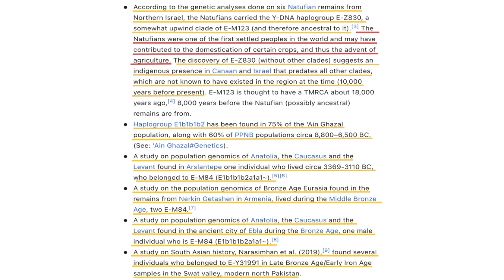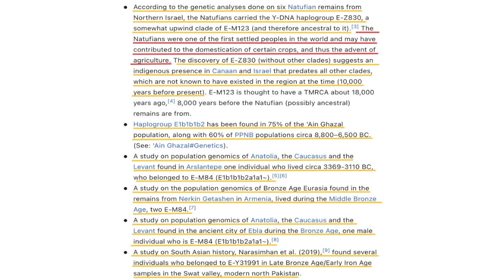A study on population genomics of Anatolia, the Caucasus, and the Levant found in the ancient city of Ebla, which is a Semitic city, during the Bronze Age, one male individual who is E-M84. A study on West Asian history in Nar Simhan at 2019 found several individuals who belong to E-Y31991 in late Bronze Age / Early Iron Age samples in the Swat Valley, modern North Pakistan.